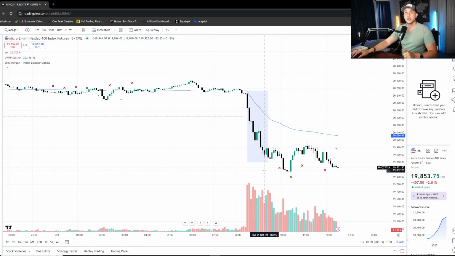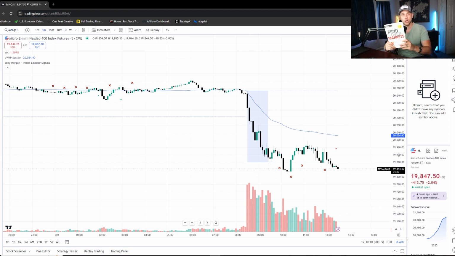As I said before, the initial balance is the first hour of the trading session. This is an actual term. If you don't know what the initial balance is or have never heard of it and never been educated by it, there is a whole book that talks about the initial balance. It's called Mind Over Markets. It goes over in depth TPO charts, the initial balance, things that you can use to trade this exact strategy. I definitely recommend you guys go check that out.